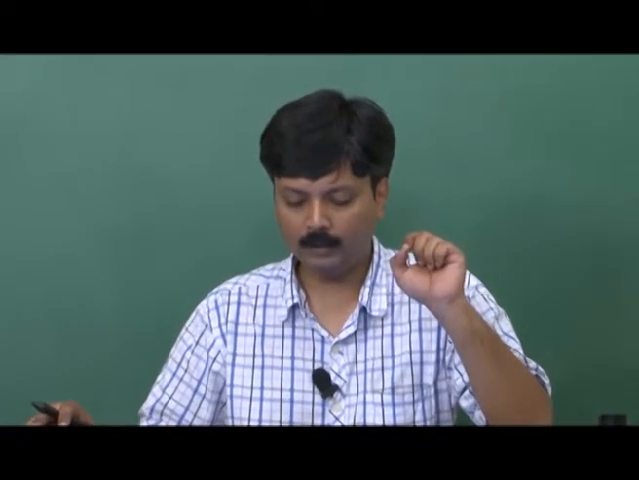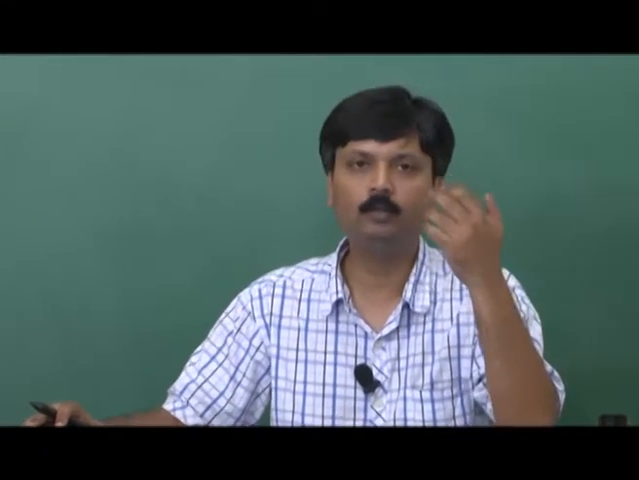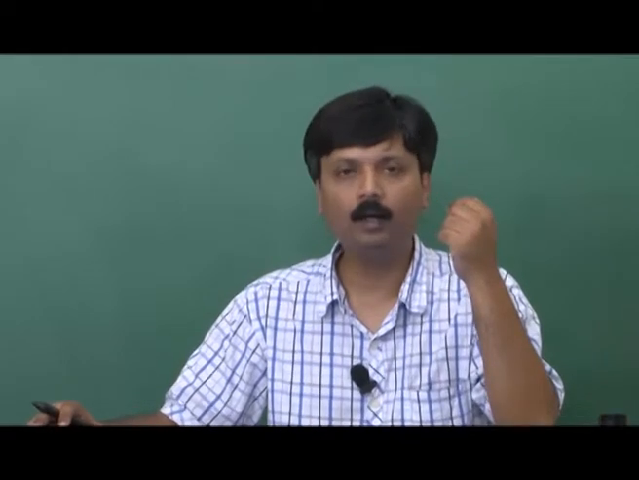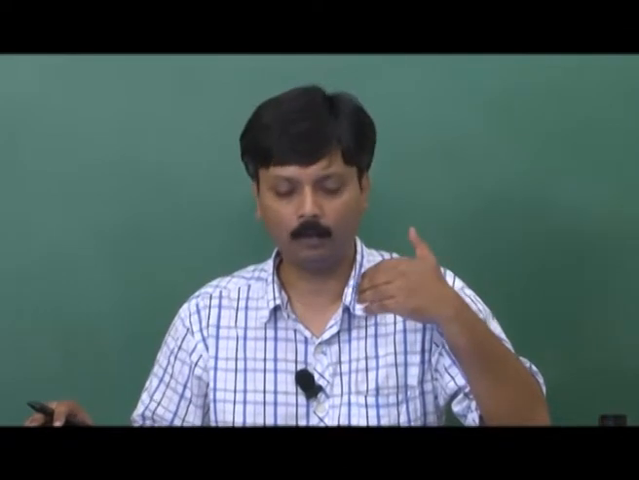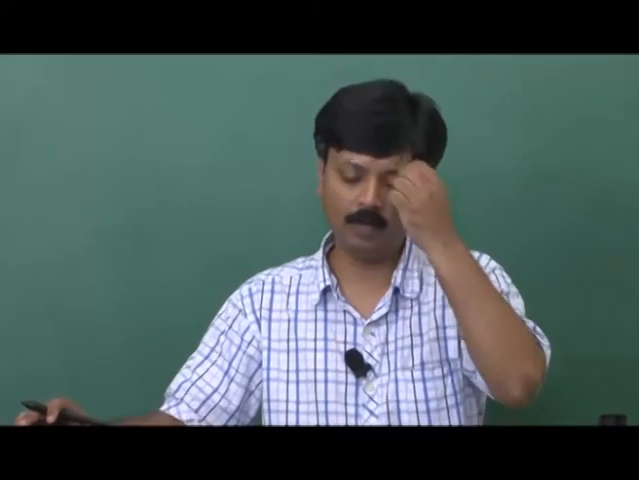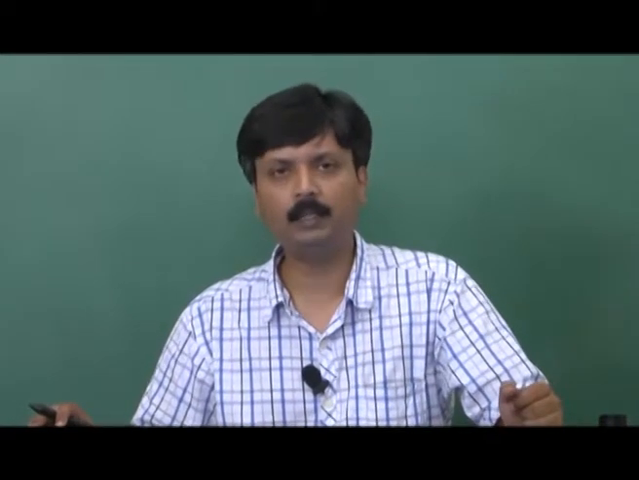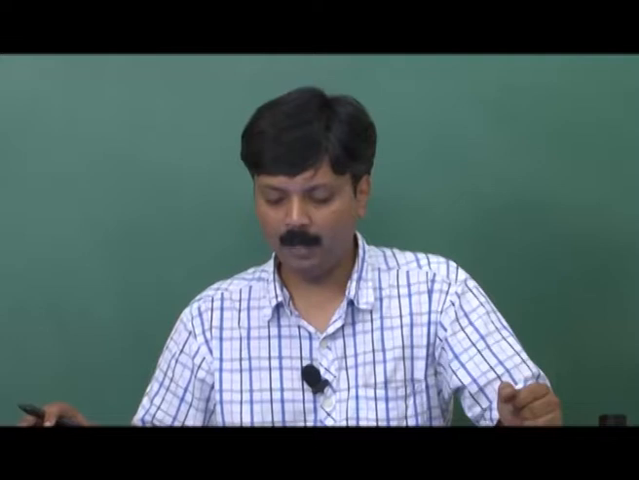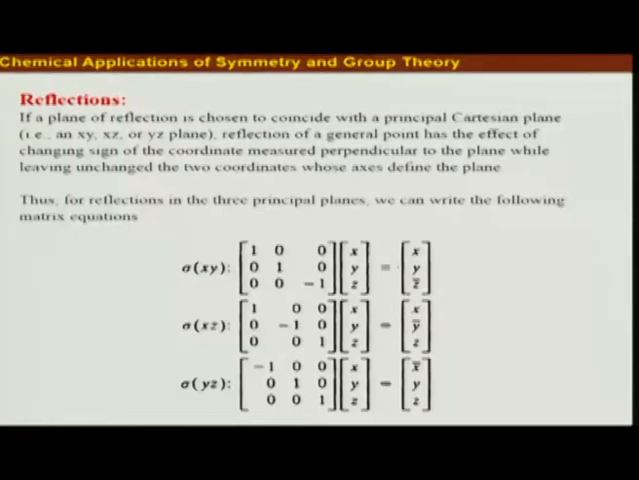Now the third one, that is the 3 3, is going to change the sign of the z coordinate. So that should be a negative sign. So it will be 1, 1, minus 1 in the diagonal, and obviously the other off-diagonal elements will be 0, because if the other elements have some value, then I will not get back this column vector. Okay.